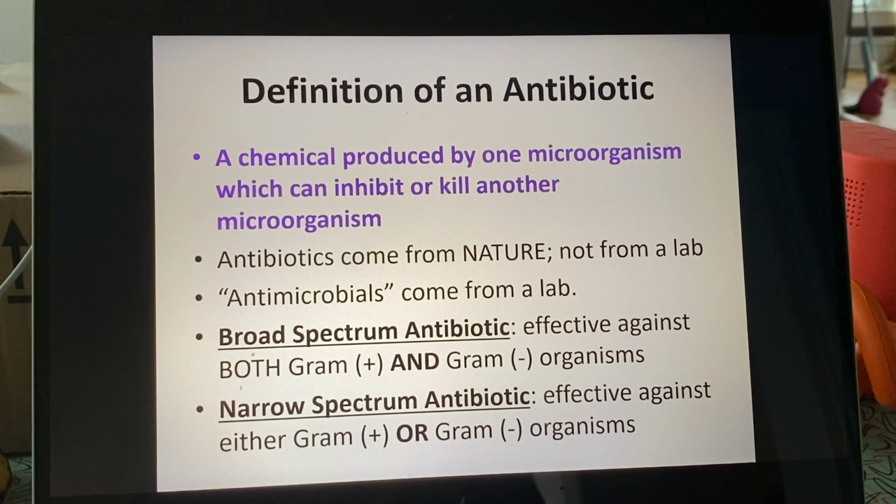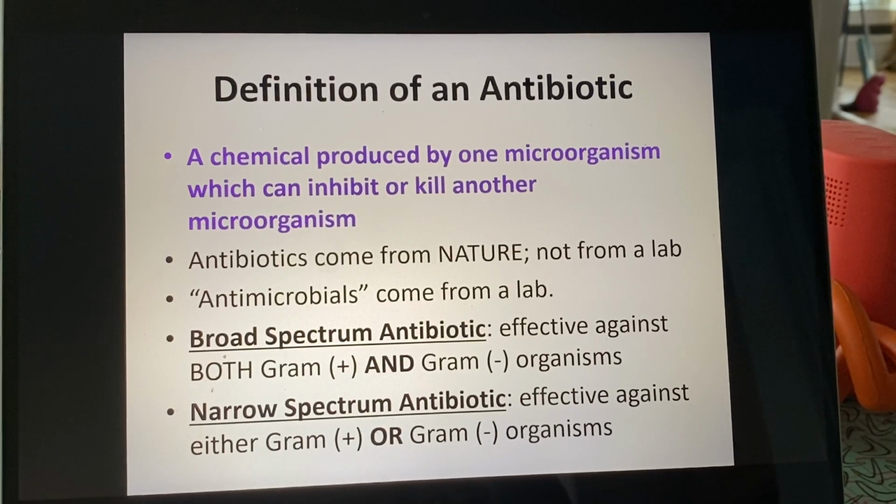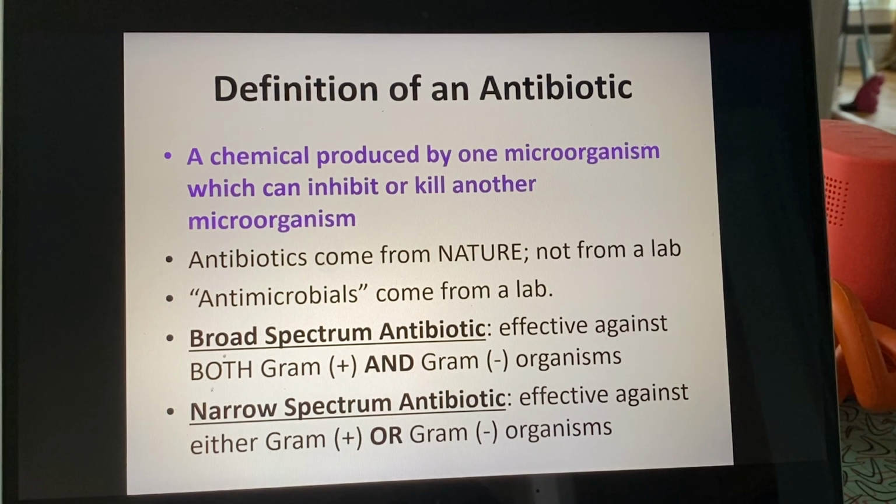So the definition of an antibiotic is it is a chemical that is produced by one microorganism that can inhibit or kill another microorganism. So when you hear antibiotics, antibiotics come from nature, not from a lab. When you hear the term antimicrobials, those are usually drugs that come from a lab or are lab created. When we talk about antibiotics, there are two main definitions.